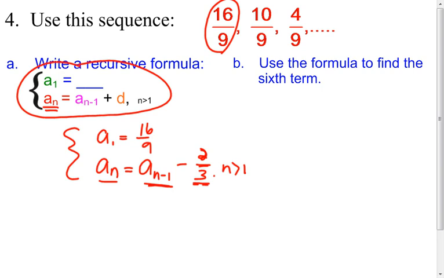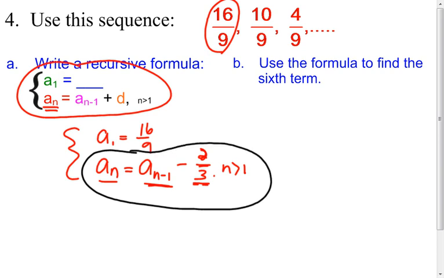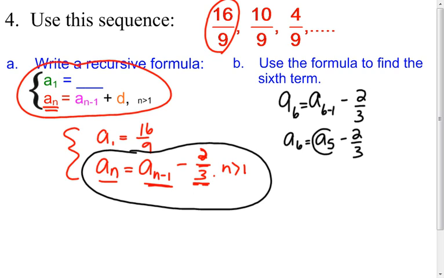Okay? All right, now it says use that formula, the explicit formula now, to find the 6th term. Okay, here's where this gets tricky. So I'm using kind of this piece right here. To find the 6th term, I take the 6 minus 1 term, which of course we know is the 5th term, and I subtract 2/3 from it. The problem is I don't have a number to plug in here. I do not have a number to plug into A5. So I better find A5.